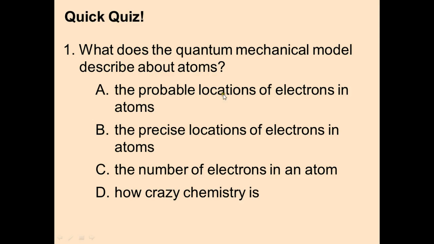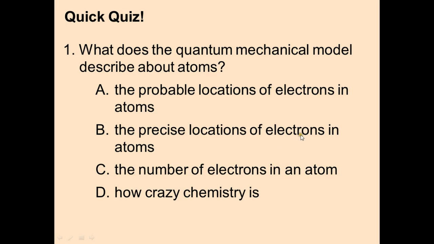A, the probable locations of the electrons in atoms. B, the precise locations of electrons in atoms. C, the number of electrons in an atom. Or D, how crazy chemistry is. It's not C or D. They don't show the number, and then D is just ridiculous.